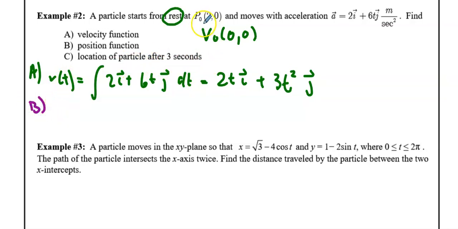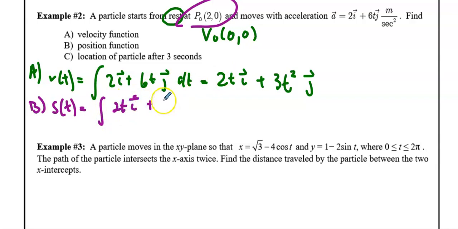So the position function, we're actually given values, so we are going to incorporate the c1, the c2 thing. My position function, which I'm going to call S of t, because that's what I like to call it, is going to be the integration of 2t i plus 3t squared j dt.